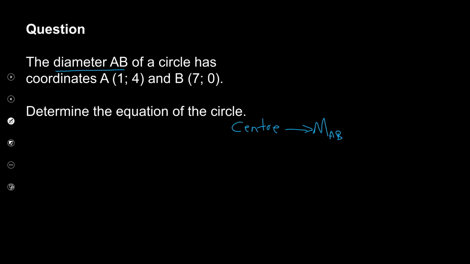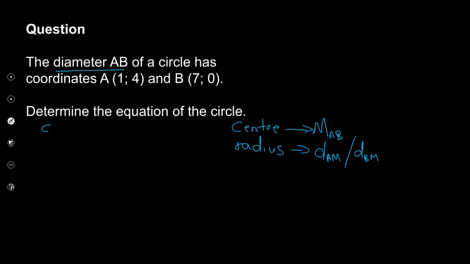And then to find the radius, we will need to find the distance of AM or the distance of BM, right? If you can do that, then you will know what the center and the radius are. So let's quickly look at the center first.